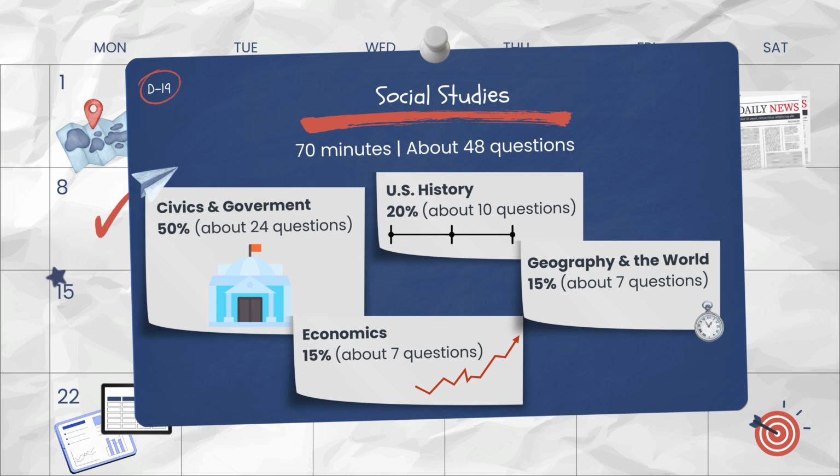Here you'll look at how the U.S. government works, the Constitution, rights and responsibilities of citizens, and how laws are made. U.S. history, about 20% of the questions, covering topics like the Revolutionary War, the Civil War, and key movements such as civil rights. Economics, about 15%, where you'll apply concepts like supply and demand, interpreting graphs, and understanding how economies function. And geography and the world, another 15%, which includes maps, global issues, and how geography influences culture and politics.